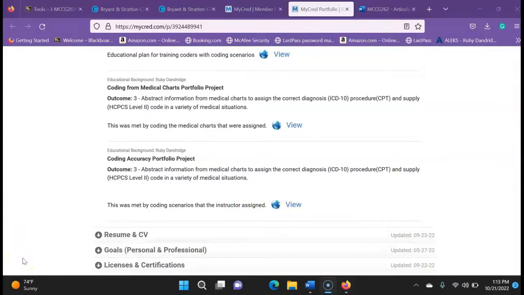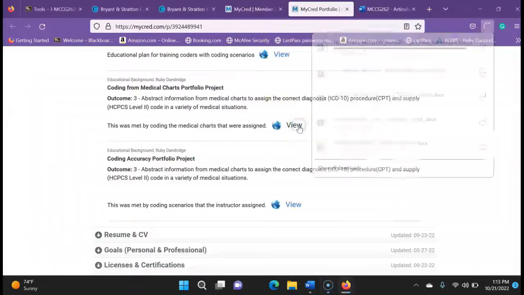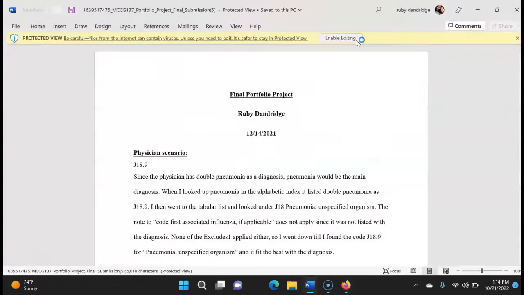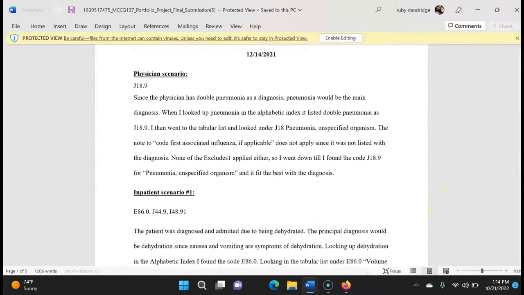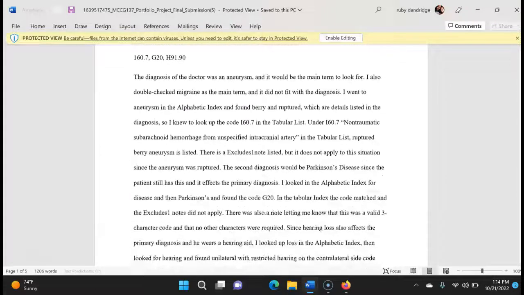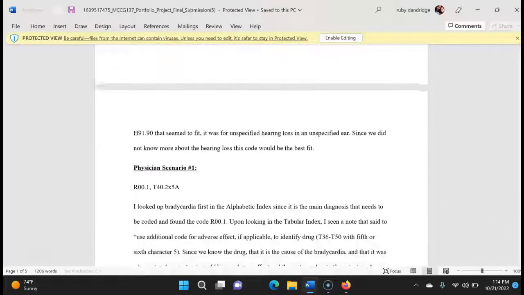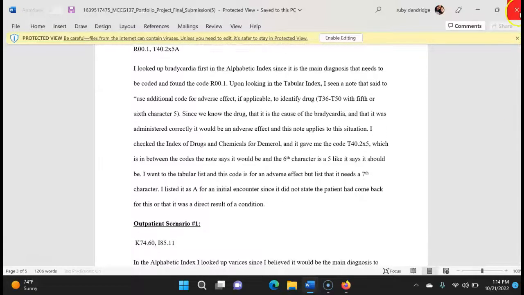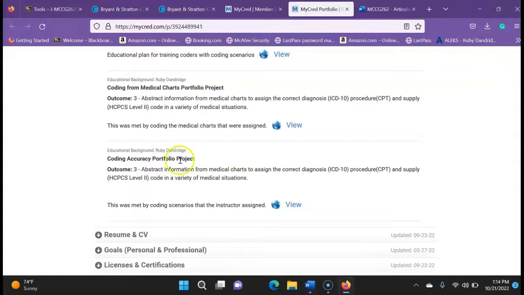The outcome of abstracting information from medical charts to assign the correct diagnosis, procedure, and supply codes in a variety of medical situations was met through a few different portfolio projects. This project showed a couple examples, as well as this project.